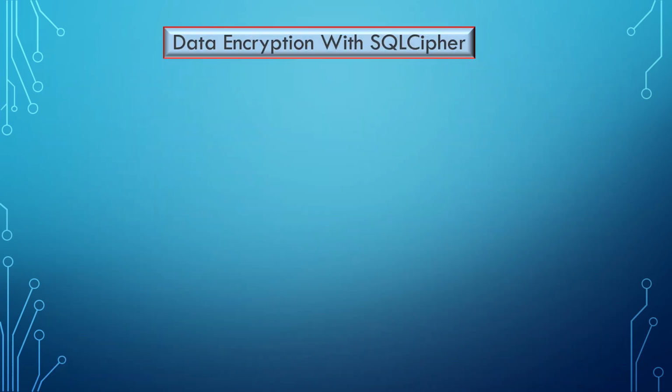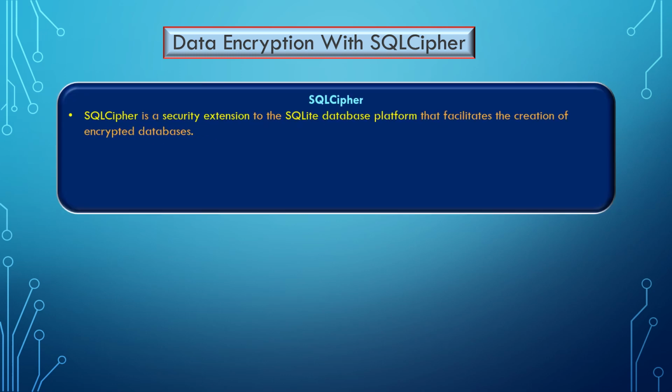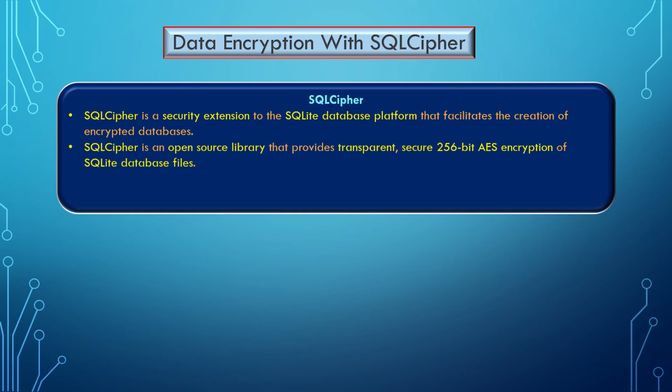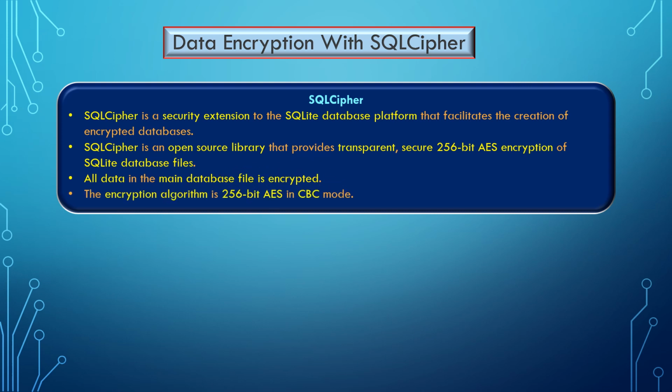Here we will take a look at how to apply data encryption using SQL Cipher to an SQLite database. SQL Cipher is a security extension to the SQLite database platform that facilitates the creation of encrypted databases. SQL Cipher is an open source library that provides transparent, secure 256-bit AES encryption of SQLite database files. All data in the main database file is encrypted. The encryption algorithm is 256-bit AES in CBC mode.